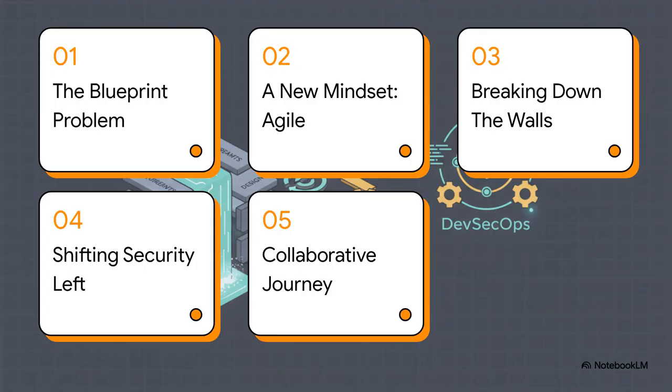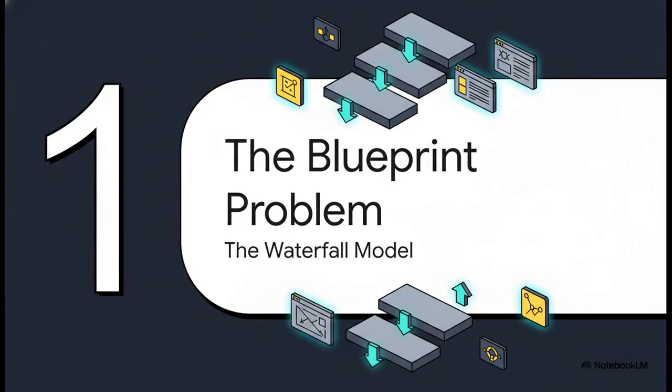So, here's our game plan for this explainer. We're going to start with the first real attempt to fix this chaos, which I like to call the blueprint problem. Then, we'll dive into the rise of a totally new way of thinking called Agile. From there, we'll see how we started breaking down the walls between teams, how we pulled security into the mix, and finally, we'll look back at this whole collaborative journey that got us to where we are today. All right, so let's start at the beginning.